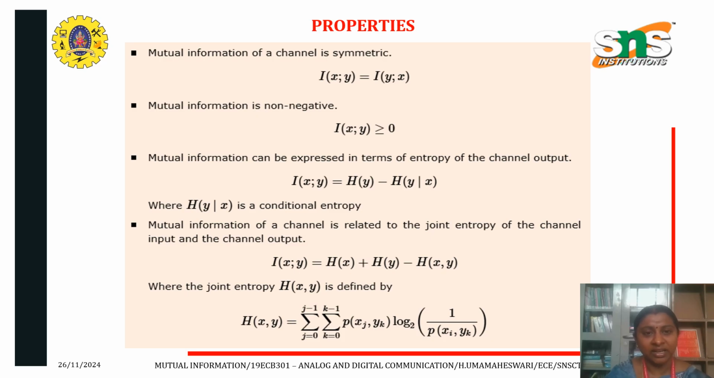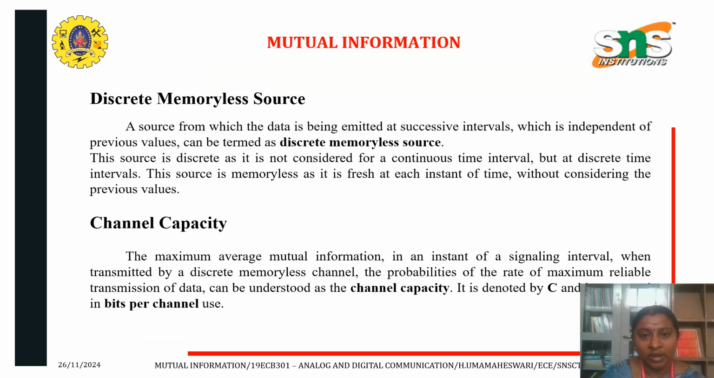There are various properties of mutual information. The mutual information of a channel is symmetric, and the mutual information is non-negative. Mutual information can be expressed in terms of the entropy of the channel output, where H(Y|X) is a conditional entropy. Mutual information of a channel is related to the joint entropy of the channel input and the channel output, where the joint entropy H(X,Y) is defined as the summation of P(x_j, y_k) log base 2 of 1 by P(x_j, y_k).